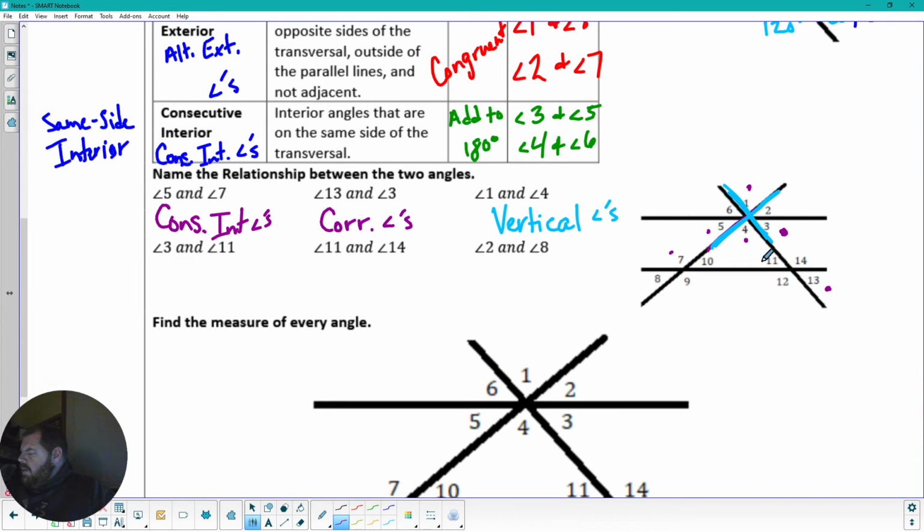So I'm dealing with angle 3 again and angle 11. Those are inside of the parallel lines, so they're interior, and they're on opposite sides of the transversal. So they're alternate interior angles. I'm going to mess up my own abbreviation, I guess. Alternate interior angles.